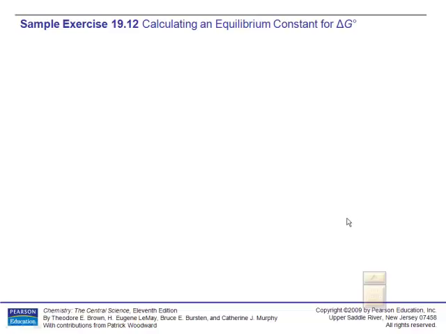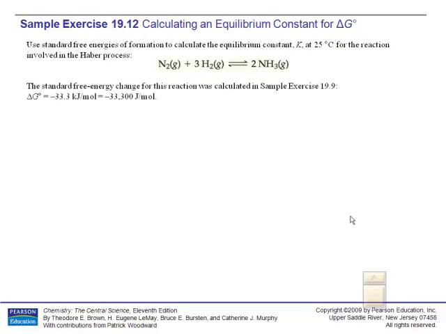Okay, calculate an equilibrium constant from delta G. This is going to be a very famous equation for you guys to really try to remember. It says, use standard free energies of formation to calculate the equilibrium constant K at 25 degrees for the reaction involved in the Haber process. All we need to know is that for sure we have an equilibrium. They didn't give us any values for the pressures or anything, so we know that this thing is at equilibrium. That's one thing to establish first with this particular question.